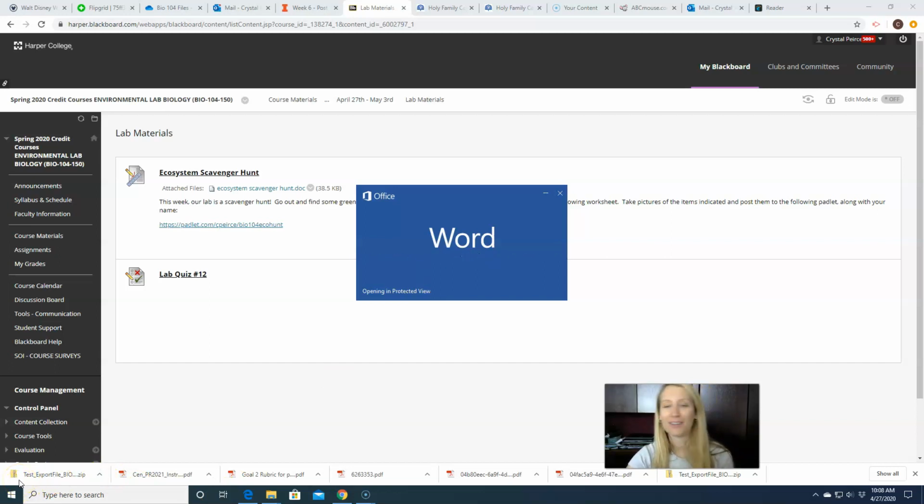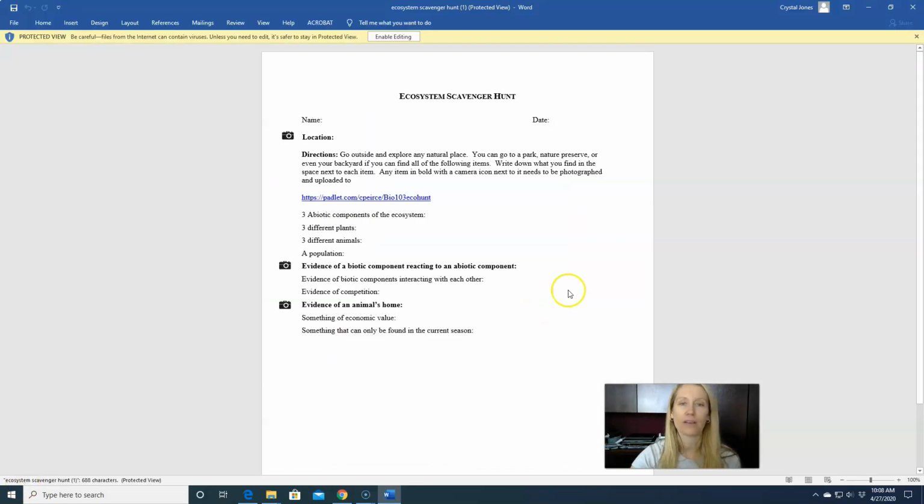sorry, my dog sees a squirrel or something, I don't know. Wherever you can find green space, you can actually do this activity. So it's taking an extremely long time for my computer to work this morning. So, oh, there it is.